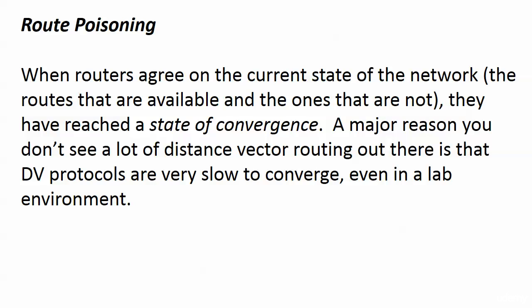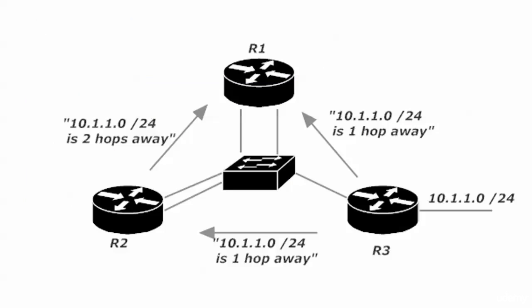Time for us to see what could be so positive about something that has such a nasty name, route poisoning. Well, here's an example of a distance vector protocol walkthrough. Router 3 is connected to 10.110/24, and it's advertising to routers 1 and 2 that that network is one hop away.